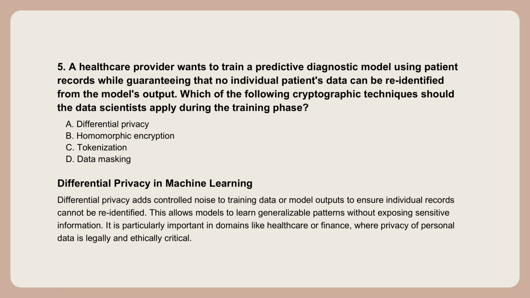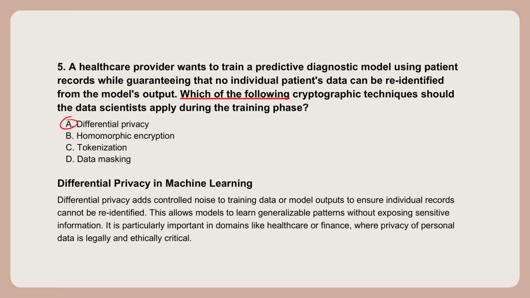Okay, let's hear the choices for how they do that. Which of the following cryptographic techniques should the data scientists apply during the training phase? We have four choices. A, differential privacy, B, homomorphic encryption, C, tokenization, and D, data masking. The answer we are looking for is A, differential privacy.